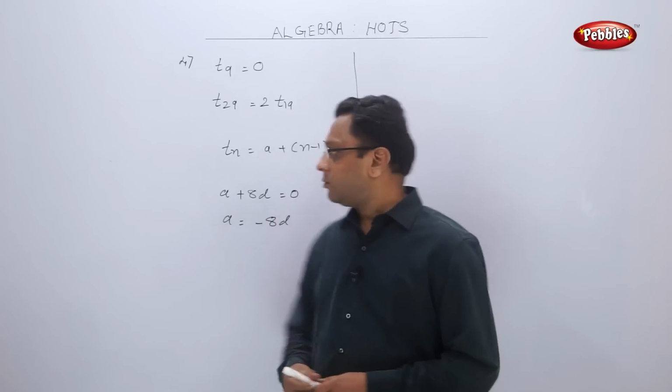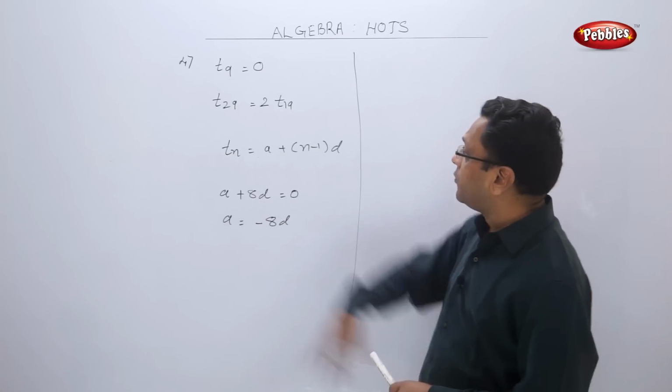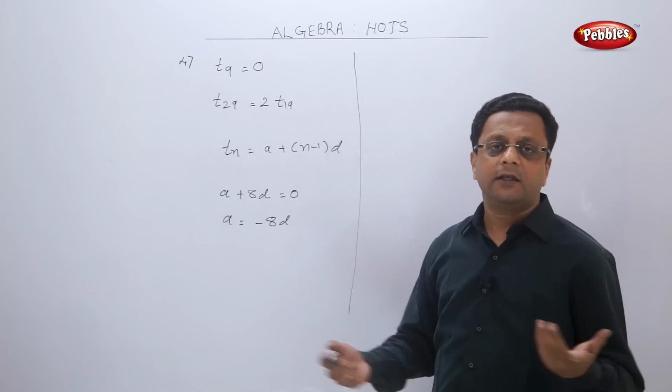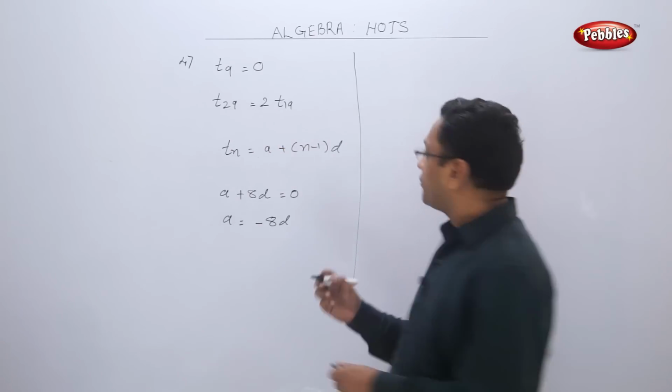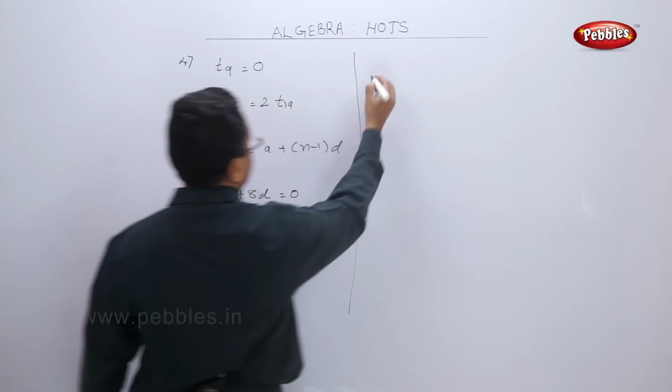So let us solve this now. We have got A equal to minus 8D. So now we will first find T29, then we will find T19, and let us see if T29 is double of T19 or not. Okay. So first T29, I'll substitute here.